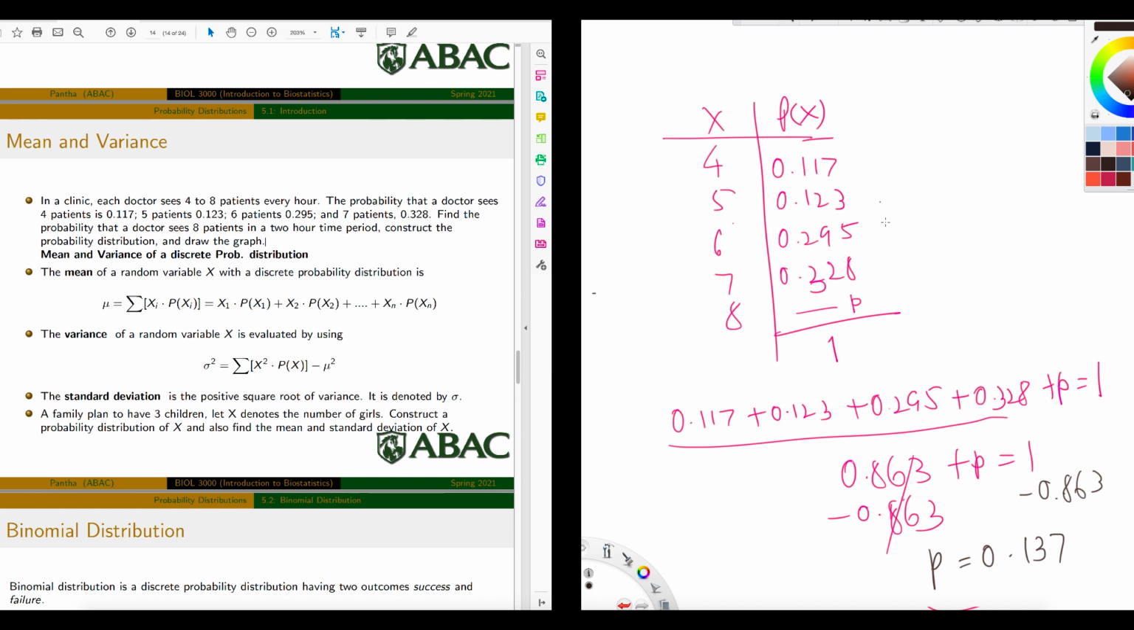Okay, so if you want to find out the mean, you need to find out x times p(x) and then sum that, and that will be the mean. If you want to find out the variance, then you will have to find out x squared times p(x), right?